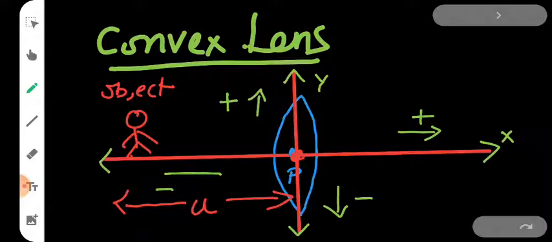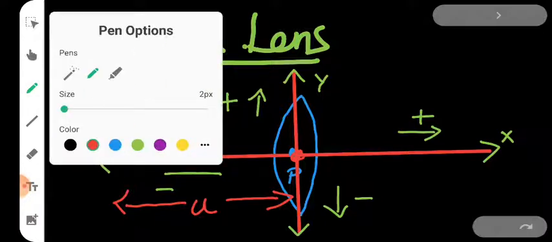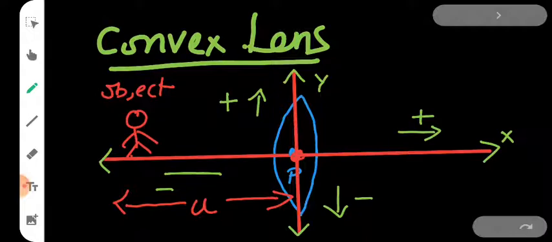Now the value of u, how do you select the value of u? You might have learned, no, you should have learned it because I have taught you earlier. You should have learned from your previous classes that a lens has two centers of curvature, one on this side, which I call C1, and one on the other side, which I call C2.